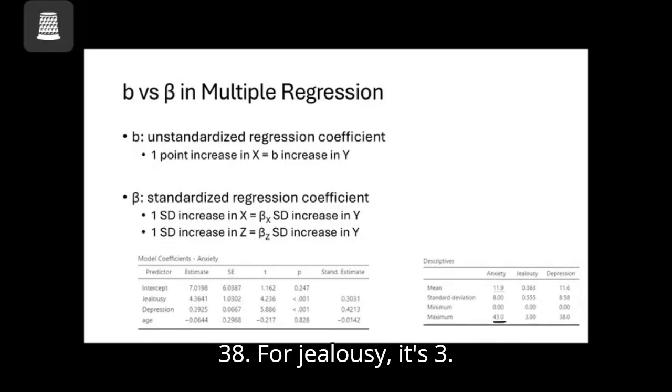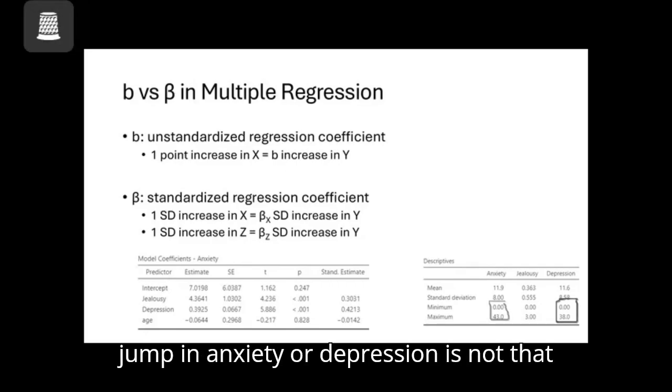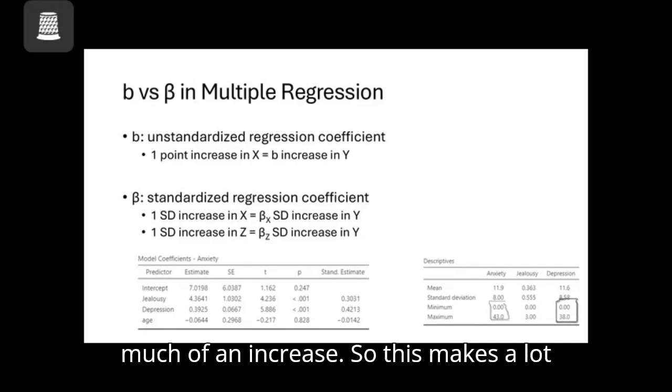For jealousy, it's 3. So the maximum score for jealousy ranged from 0 to 3. Anxiety ranged from 0 to 43, and depression was 0 to 38. So a 1 point increase in jealousy is a big increase. A 1 point jump in anxiety or depression is not that much of an increase.